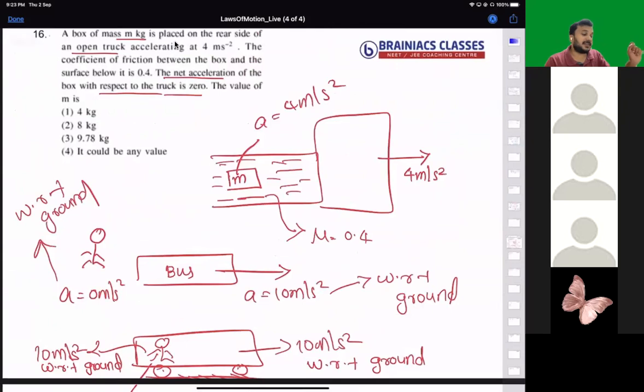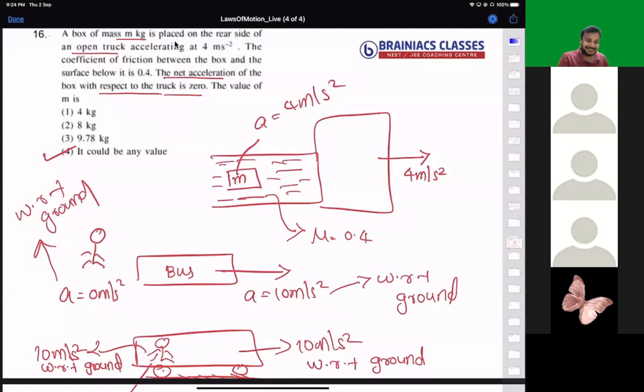The value of m is 4 kilogram, correct, 8 kilogram, correct, 9.78 kilogram, correct, and the fourth option, it could be any value. That is the most appropriate answer. All the 4 answers are correct, but the most appropriate answer is option number 4. It could be any value. If you give any value for m, this expression or concept holds good for any value of m. Is it clear for you?